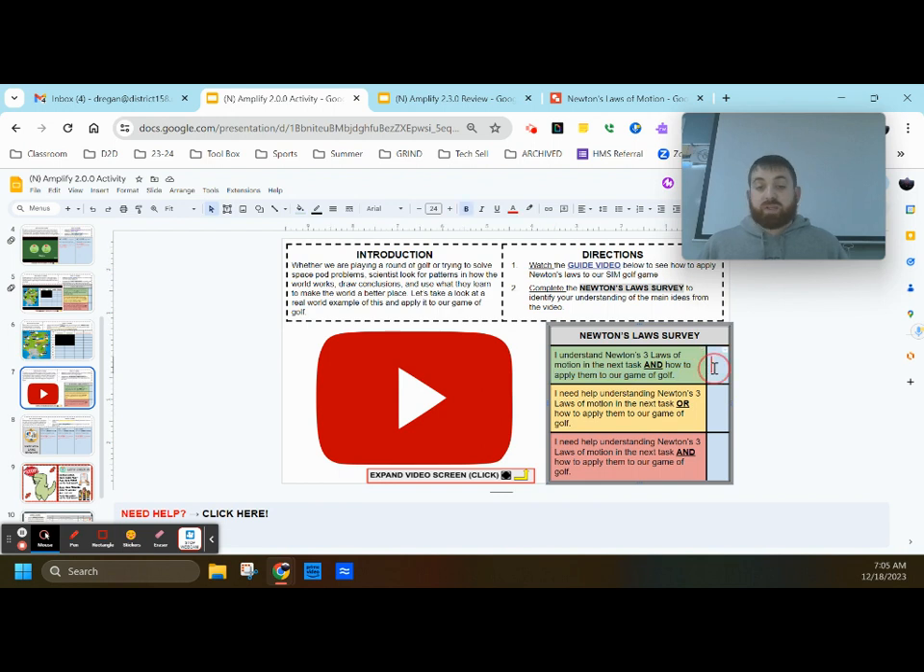So hopefully, number one, we understand Newton's three laws and how to apply them to our golf game. If both of those things are true, put your X in green and good luck. If one or more of those things aren't true and you put your X in yellow or red, reach out. And as always, if you need help, come find me. Good luck, and we'll see what you're able to do.